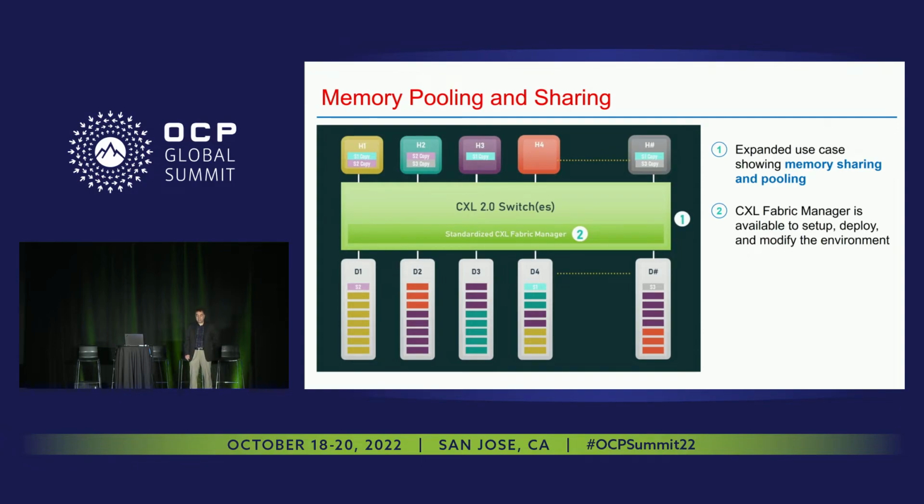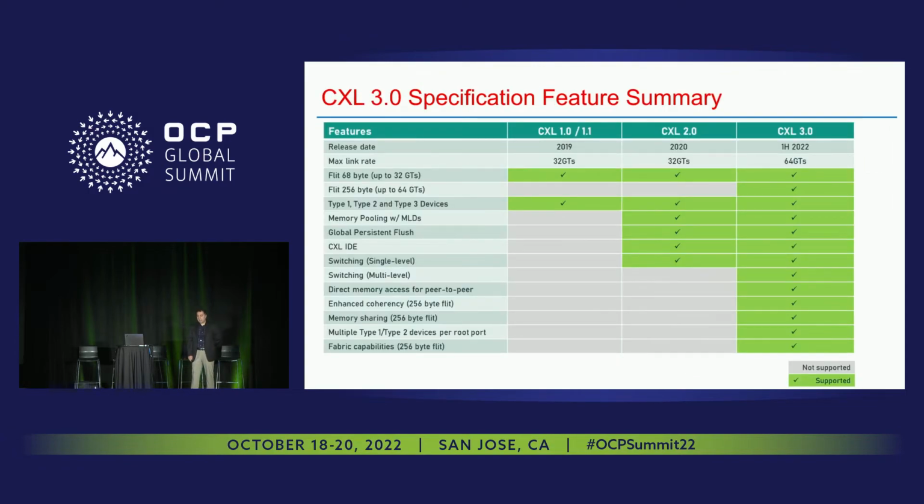Now, putting it all together, you can have a switch that's connected to multiple hosts and multiple devices. Each device can subdivide itself to multiple memory segments. Some of the segments might be dedicated to each host, but some segments can be shared. And of course, the concept of security is important. The concept of fault tolerance is important for these devices to maintain. If we put them all together, you see the progression of CXL specification capabilities.